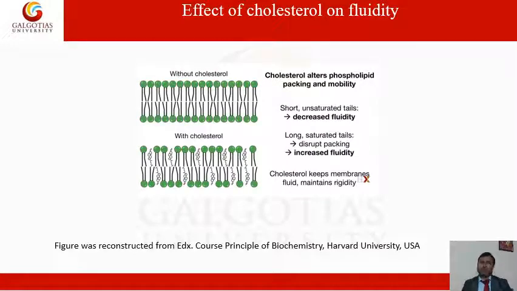We can also see here the effect of the cholesterol on the fluidity. Cholesterol alters the phospholipid packing and mobility. So if the cholesterol is not present in the cell membrane, the cell membrane has very low fluidity. Short saturated tails decrease the fluidity, while long and unsaturated tails disturb the packing and increase the fluidity. So when the cholesterol is present in the cell membrane, it will disturb the packing and provide more fluidity to the cell membrane. So cholesterol is responsible for the fluidity of the cell membrane, which can be explained by the fluid mosaic model.